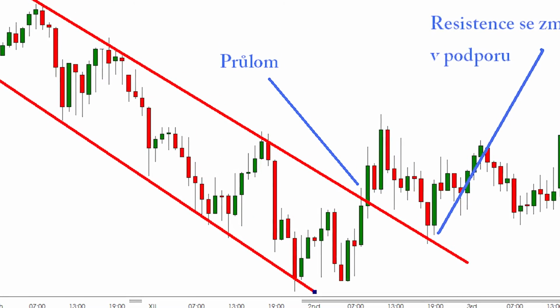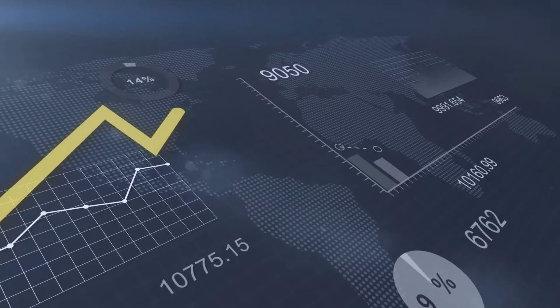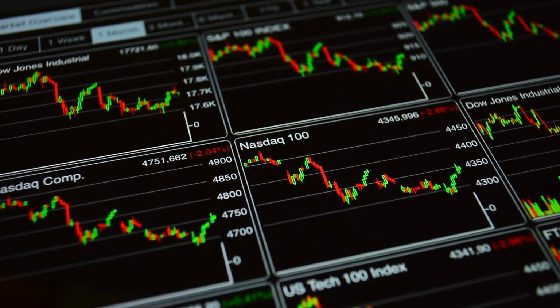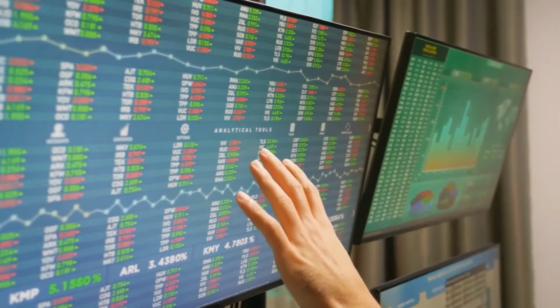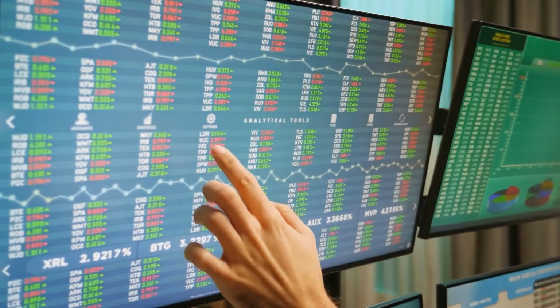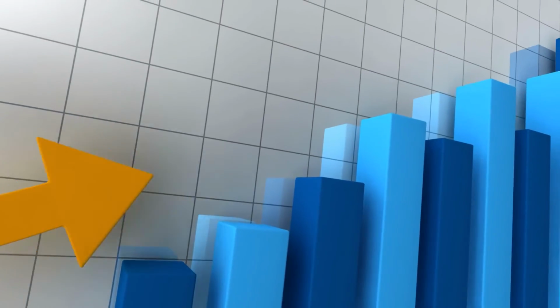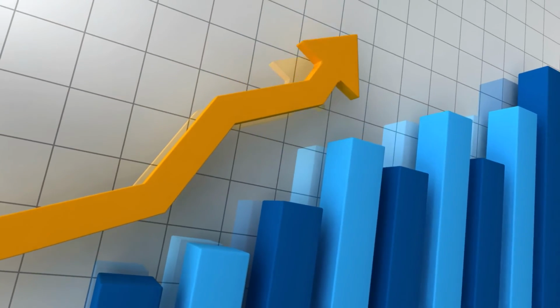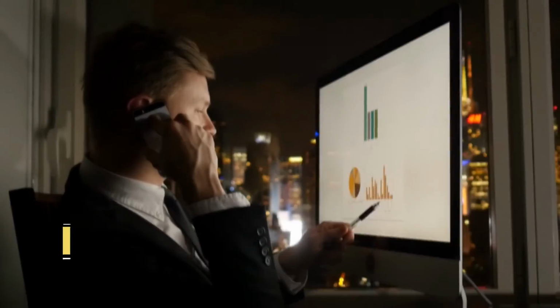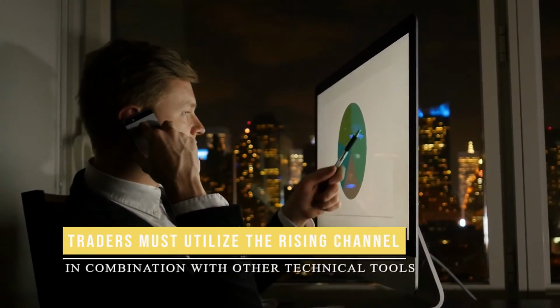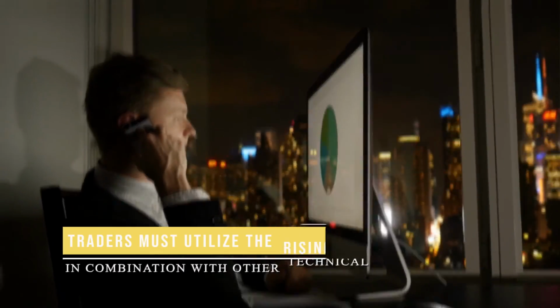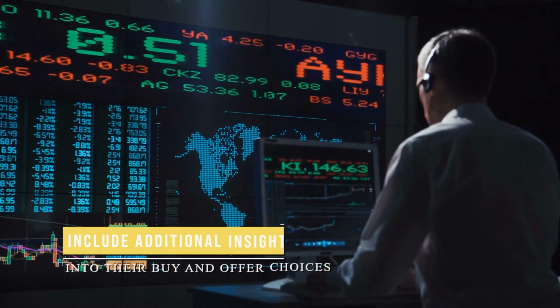When the price breaks and closes below the channel, it is a sign that the uptrend has ended. However, that doesn't always lead to a downtrend. Sometimes the price trades in a range after breaking below the channel, and then, as the volume picks up, the asset starts a brand new up move. Traders must use the rising channel in combination with other technical tools to add additional insight into their buy and sell decisions.